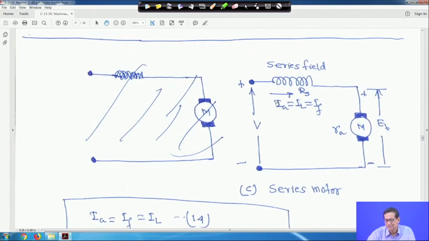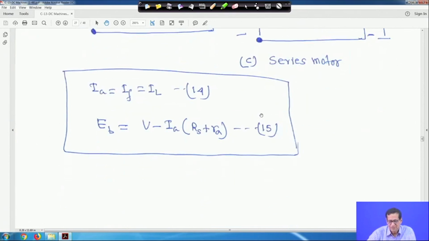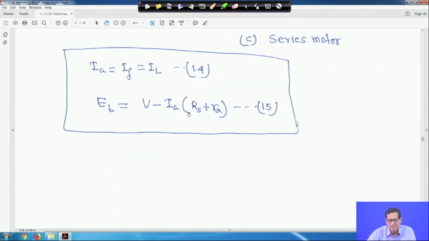How to control the flux of the series field, we will not study in this course. It is just some basics, not beyond that, at first year level. So EB is equal to V minus IA into RS plus RA.